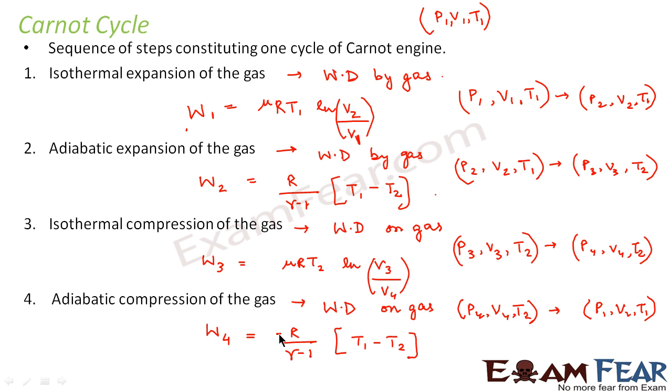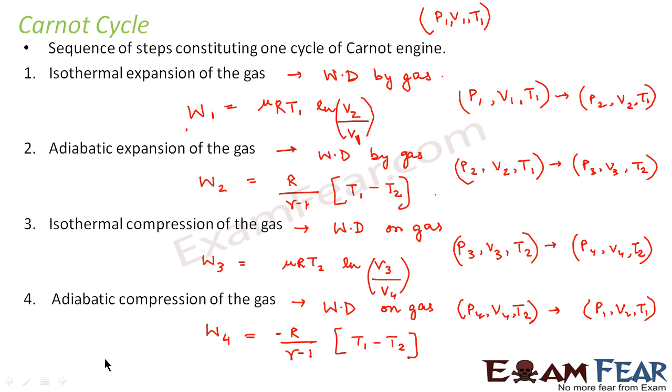These are the work done for each of the cycles. So if you want to find out the total work done, you can just add them all and find out the total work done. And once you know the total work done, you can even calculate the efficiency of the Carnot engine, which will be nothing but the total work done divided by the amount of heat that is supplied, that is W divided by Q1.